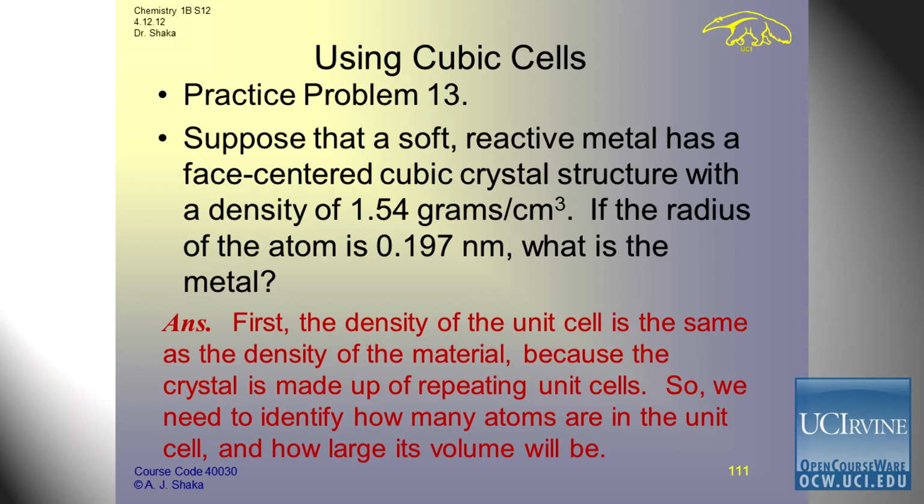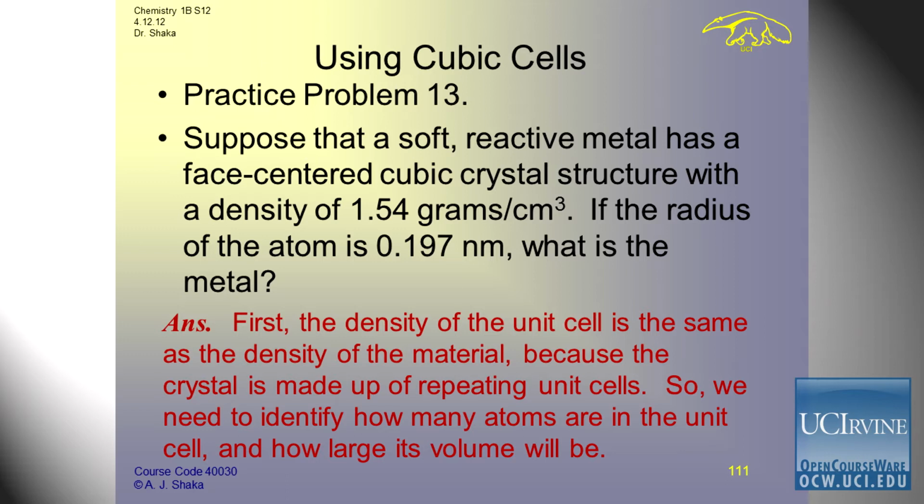Here's another one then. Let's go the other way. Now we have a soft reactive metal that has a face-centered cubic crystal structure with a density of 1.54 grams per cubic centimeter. Boy, that's a lot of clues right there. If the radius of the atom is 0.197 nanometers, what is the metal?